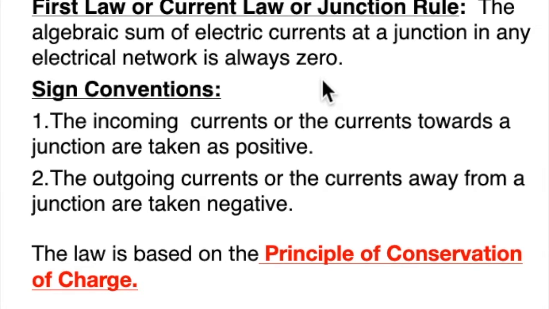We will illustrate it with an example, but before that, the sign conventions which we use. The current coming towards the junction is taken as positive. The incoming currents are taken as positive, and the outgoing currents, that is the currents leaving a junction, are taken as negative. The law is based on the principle of conservation of charge. In an electric circuit, we have no accumulation of charge and no source of charge. Hence, we get this principle of conservation of charge.